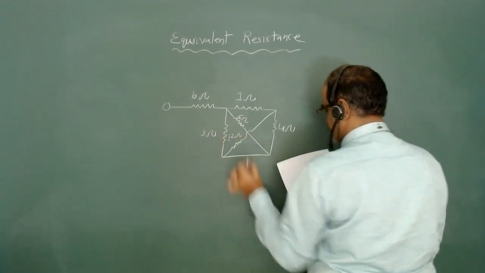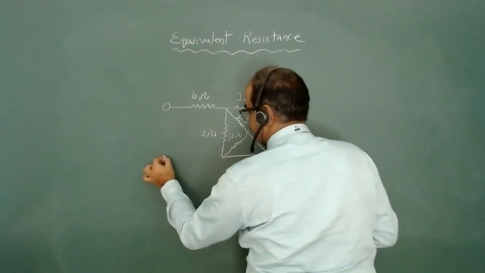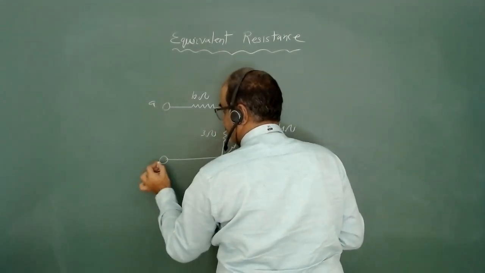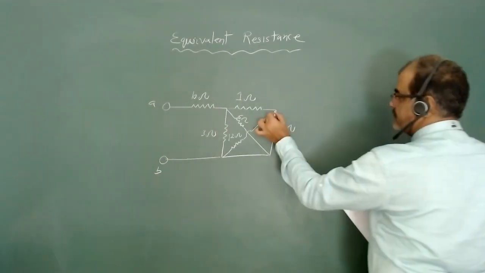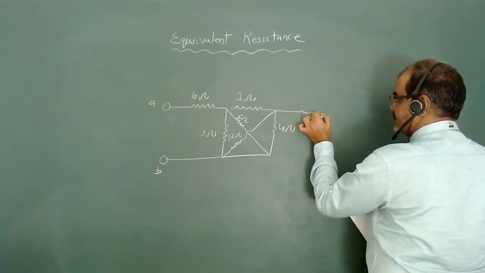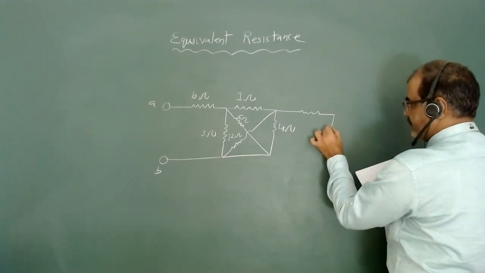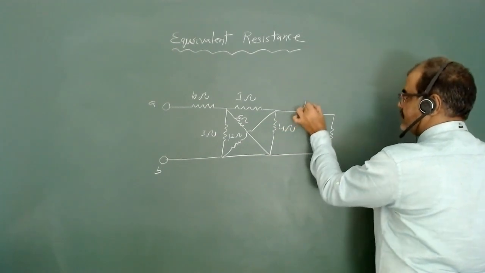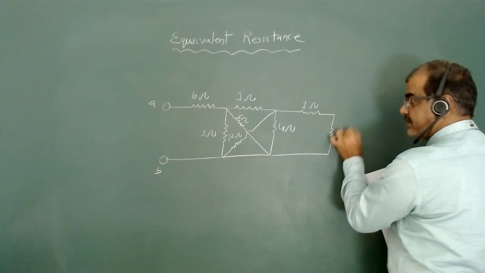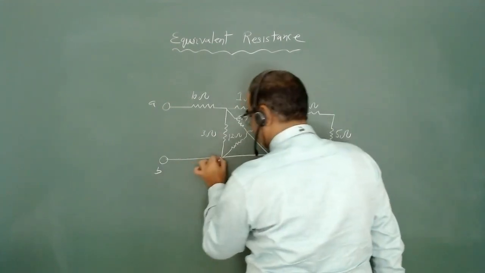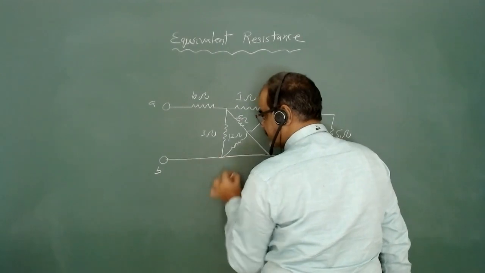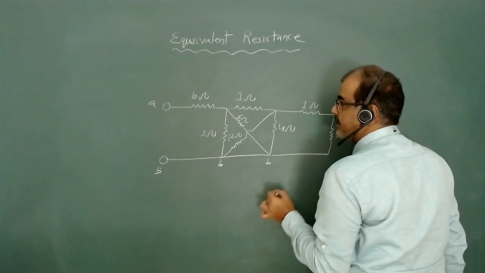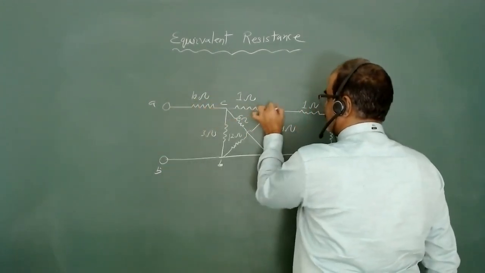12 ohms. Okay, so this is my terminal A, this is my terminal B, and across this there are two more resistances. This is 1 ohm and this is 5 ohm. Okay, in between these terminals there is no resistance, so this will be the same point as B. So this point is C and this point is D.